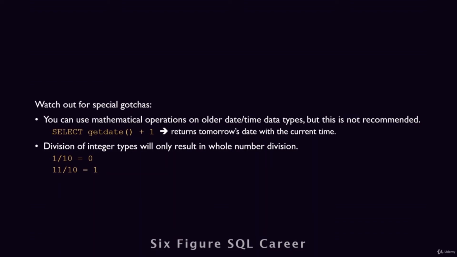And similarly, 11 divided by 10. If these are both integer values, this will actually produce a result of 1. Now, this is not always a bad thing. Sometimes you do want to perform integer division, but make sure that you watch out for your numerical data types when performing division, because if you don't pay attention, you may get an unexpected result.